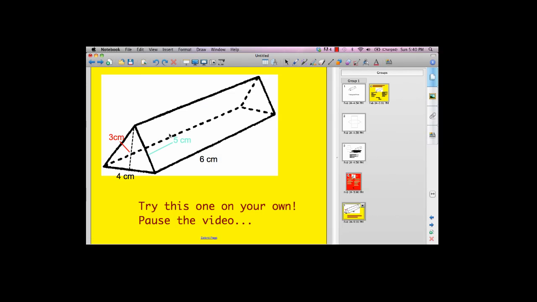All right, I want you to try this one on your own. Pause the video, see if you can do it. See if you can follow all the steps, and then I'll give you the answer in just a second. But pause the video on your own and try this problem in your own notebook.